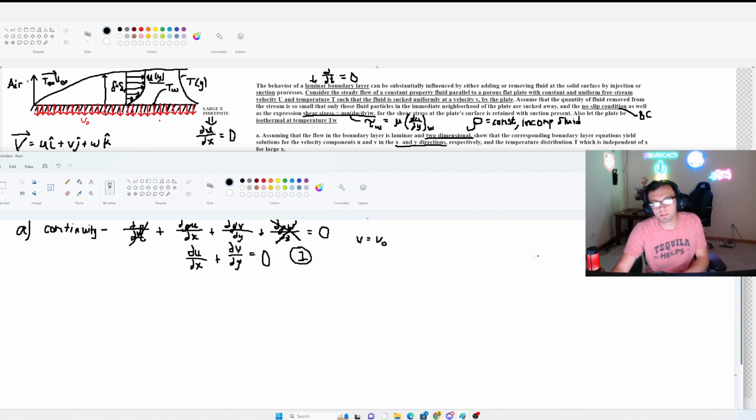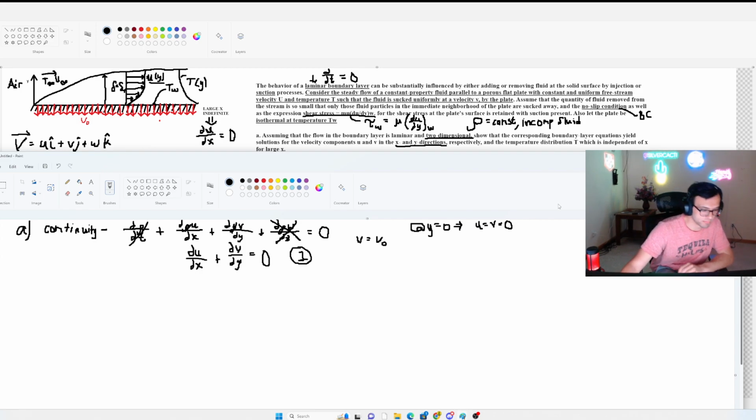And that non-slip condition, this is what that means. A non-slip means at y equals 0, that's y, on the sponge, u, which is a component of velocity, equals v, which is a component of velocity, equals 0. That's what that means. And that's the only boundary condition for this one. So that's the first equation.